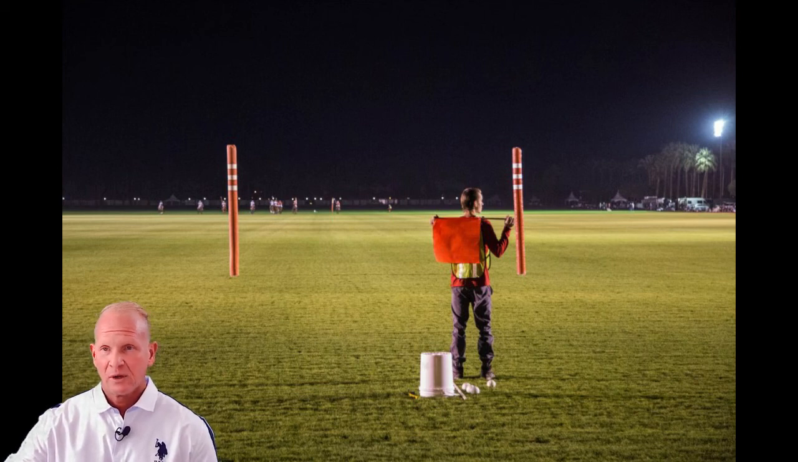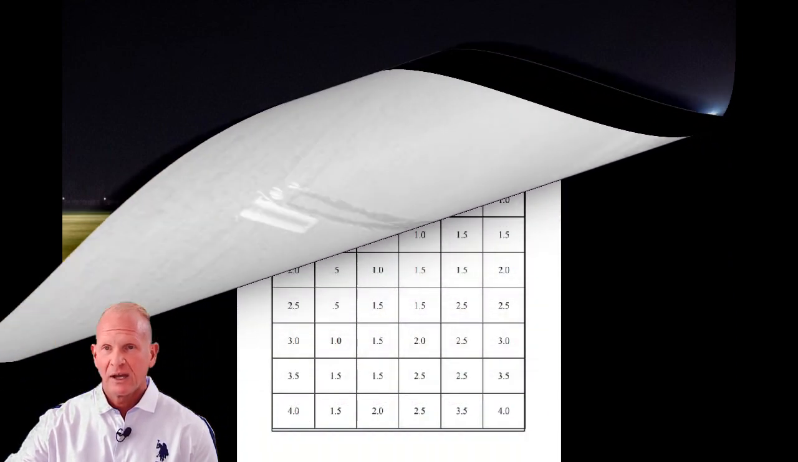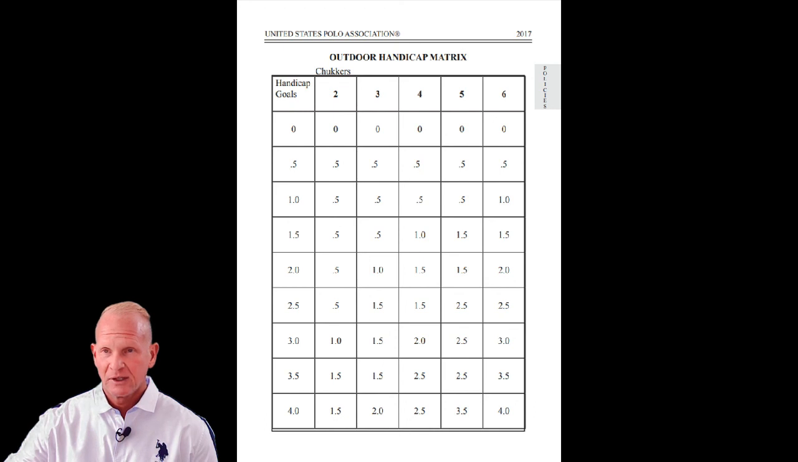And if you have a 12-goal team playing a 10-goal team, the 10-goal team will have 2 goals in handicap based on a 6-chukker game. If the game is 4 chukkers, it will not be the full handicap. You'll have to use the matrix to determine what that handicap would be. So for example, if the 10-goal team is playing a 12-goal team, and in 6 chukkers they would have been awarded 2 goals, in 4 chukkers it will be probably 1 or 1.5, something like that.